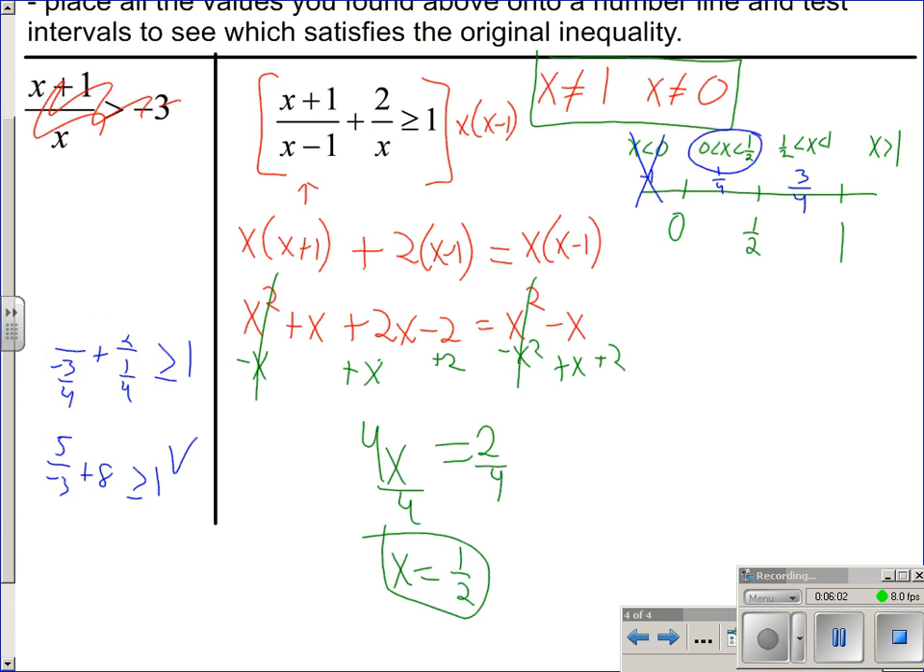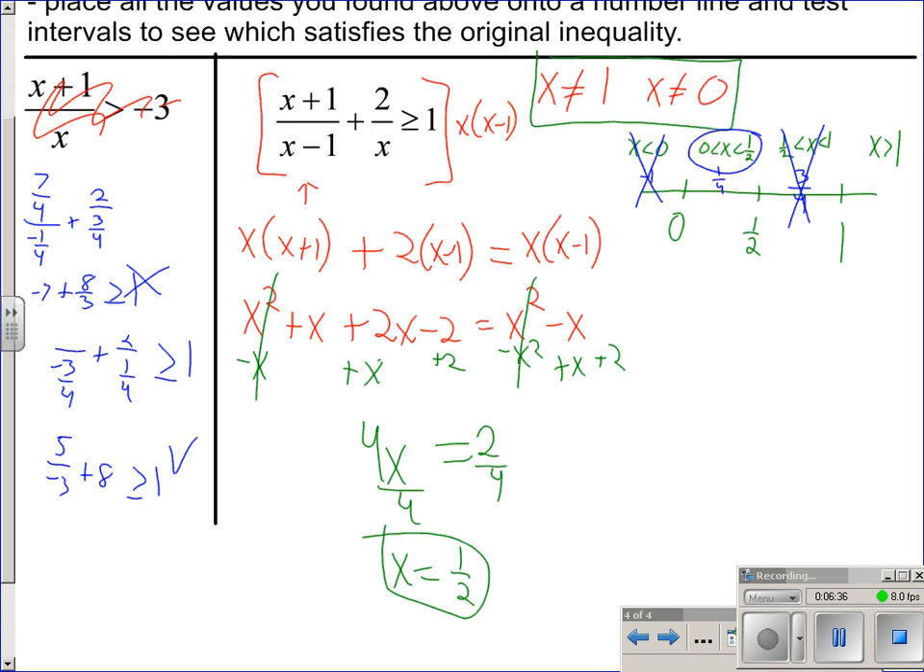Just to keep everything on the board here, plugging in 3/4. So 3/4 plus 1 is 7/4. 3/4 minus 1 is a negative 1/4. So that's going to be a negative 7 plus 2 over 3/4 is going to be an 8/3. Is that greater than or equal to 1? No, it's not. So if 3/4 didn't work, none of those are going to work.